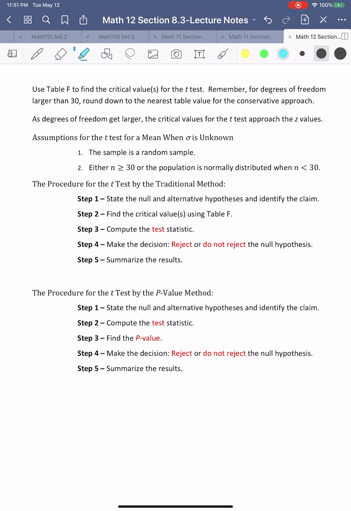Now the procedure for the t-test by the traditional method. Step 1: state the null and alternative hypotheses, identify the claim, and find the critical values. Then compute the test value, decide whether to reject or not reject, and summarize the result. For the p-value method: state the null and alternative hypotheses, compute the test value, then reject or do not reject by comparing the p-value with alpha, and summarize the result.